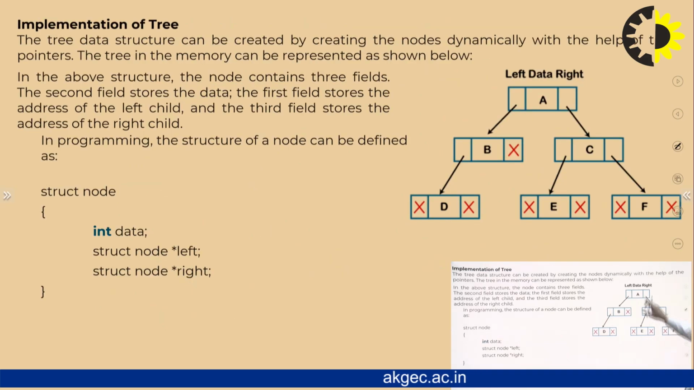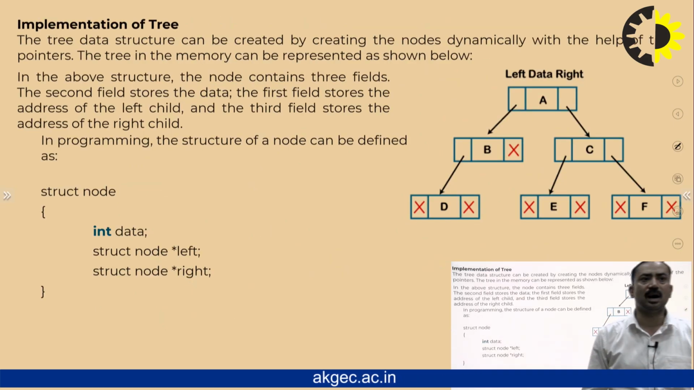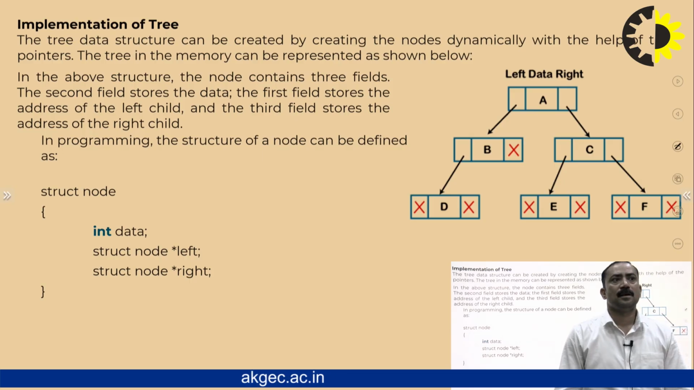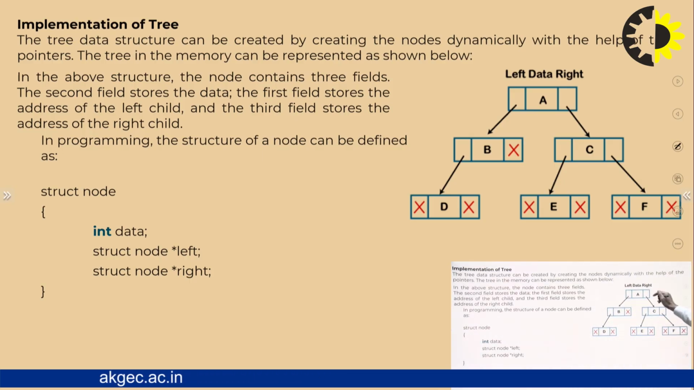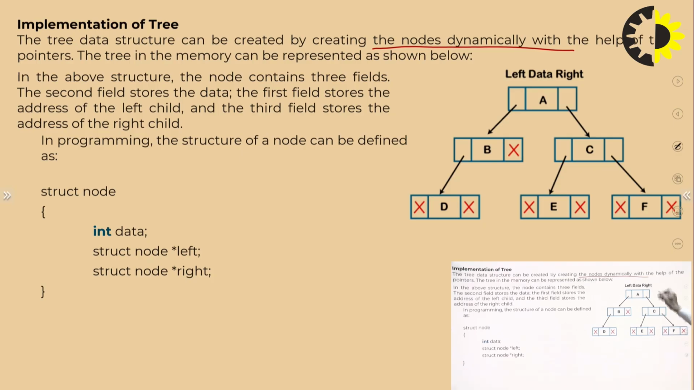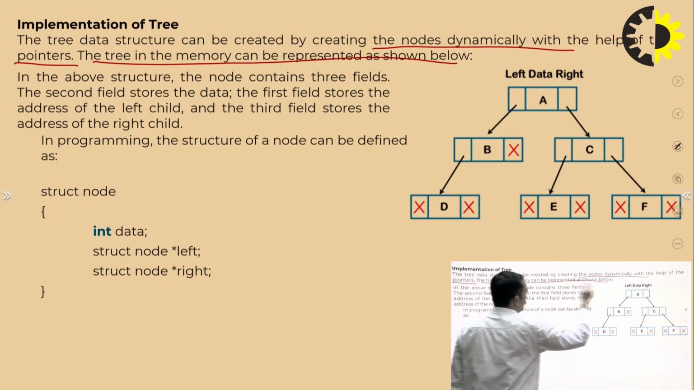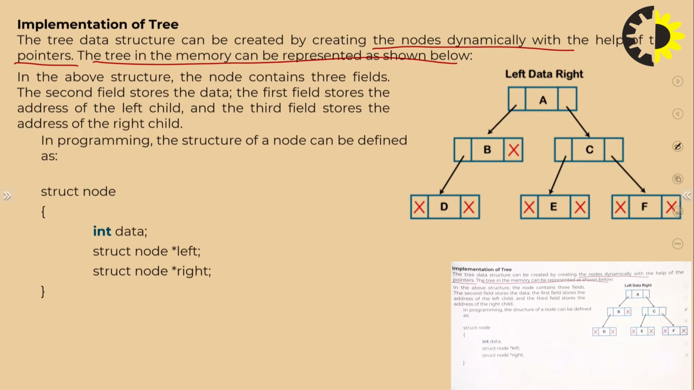Now we will cover the implementation of a tree, how to implement a tree. Our tree data structure can be created by creating the nodes dynamically. We can create nodes dynamically with the help of pointers. The tree in memory can be represented as shown below.